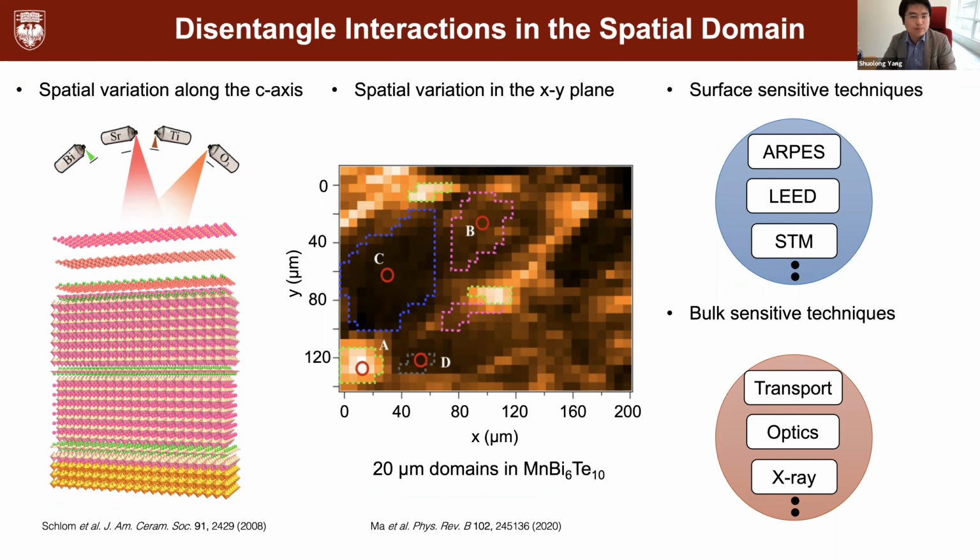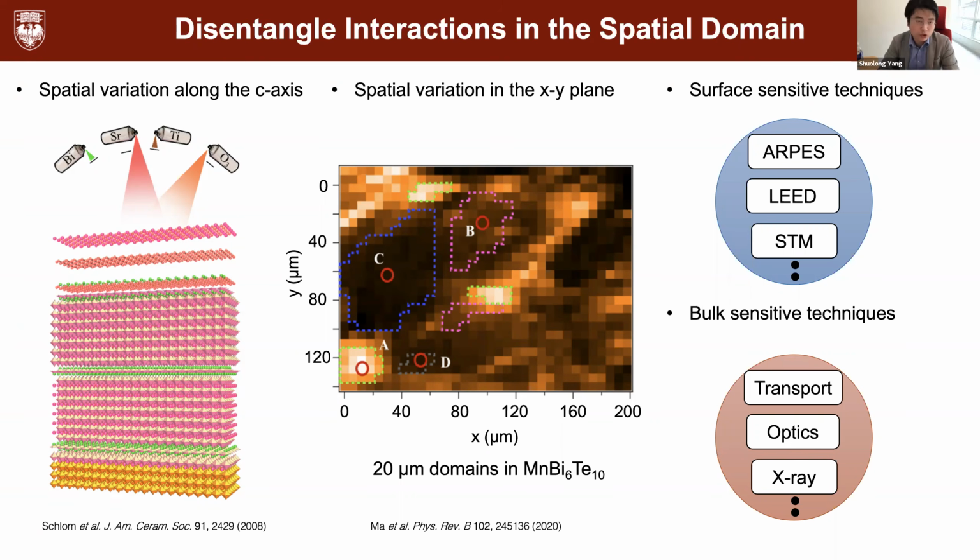And we can also have spatial variation in the XY plane. I'm talking about quasi-2D materials. Here I'm using an example from a recently published study on manganese bismuth telluride, MnBi2Te4, where you can see that on a microscopic scale there are domains of the size of 20 microns. And you really have to look at the electronic interactions within each domain. Otherwise, if you integrate over all domains, this will not be meaningful.